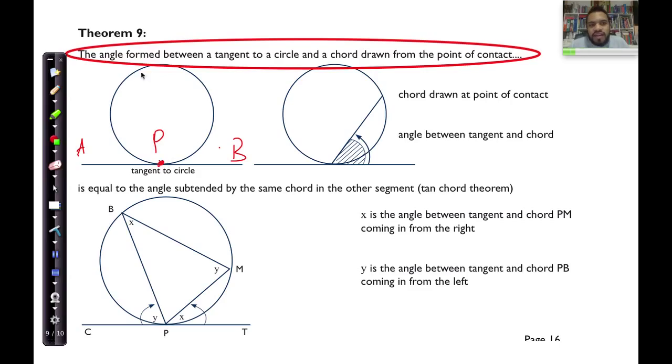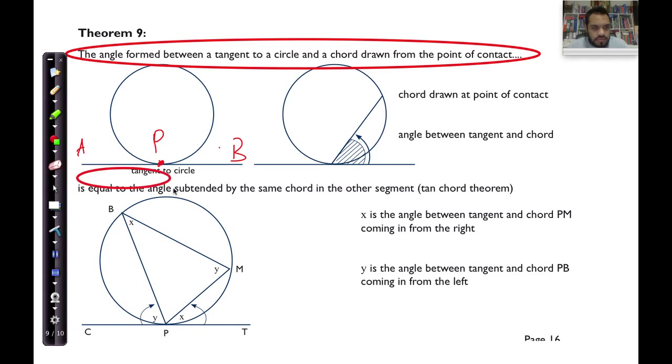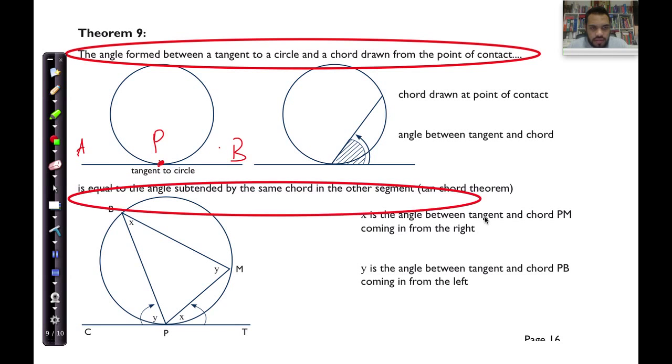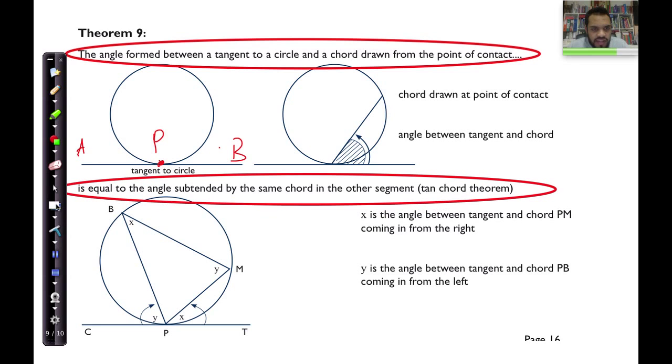Now if you have a tangent drawn to that circle, the angle formed between a tangent to a circle and a chord drawn from the point of contact is equal to the angle subtended by the same chord in the other segment. That's your Tan Chord Theorem. So what I've circled over there, that's the full theorem.